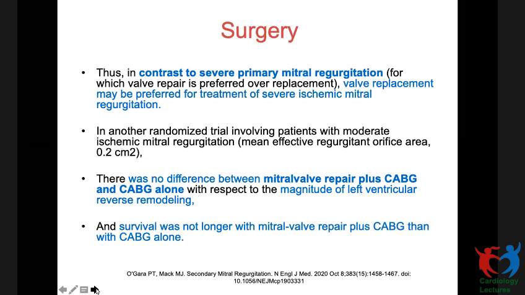Thus, in contrast to severe primary mitral regurgitation, for which valve repair is preferred over replacement, valve replacement may be preferred for treatment of severe ischemic mitral regurgitation. And in another randomized trial involving patients with moderate ischemic mitral regurgitation, there was no difference between mitral valve repair plus CABG and CABG alone with respect to the magnitude of left ventricular reverse remodeling. And survival was not longer with mitral valve repair plus CABG than CABG alone.